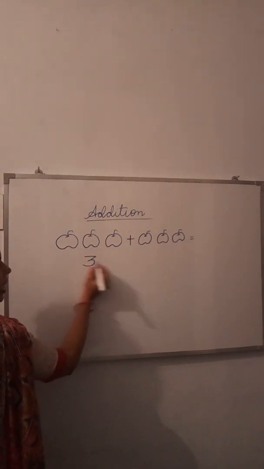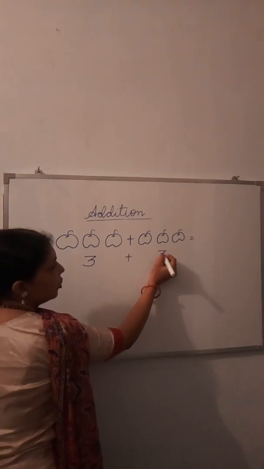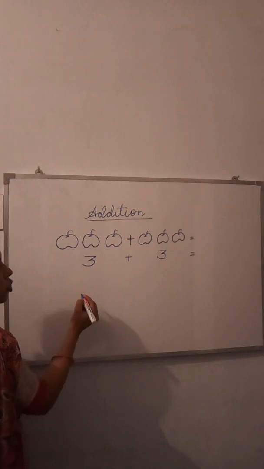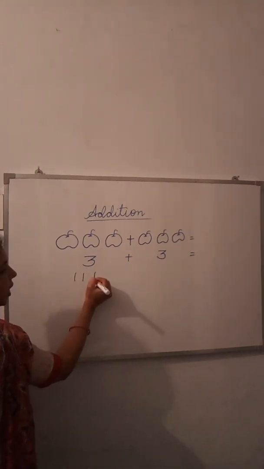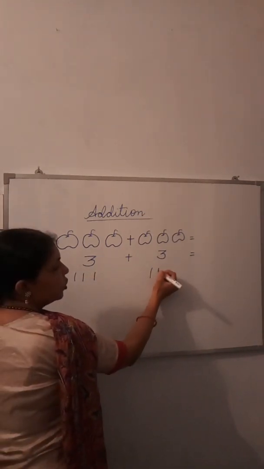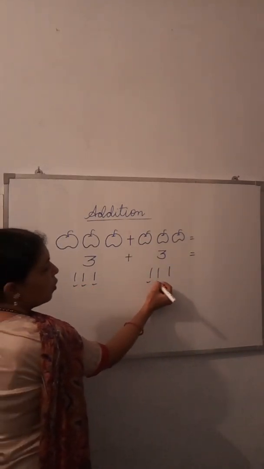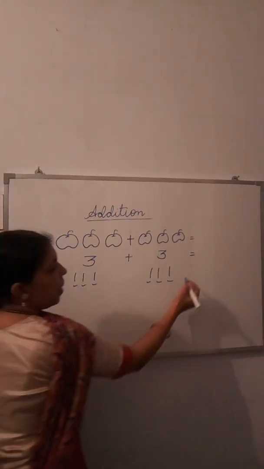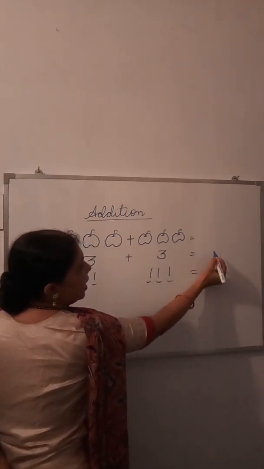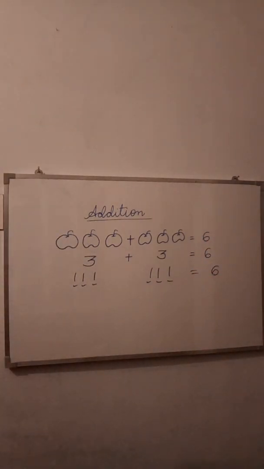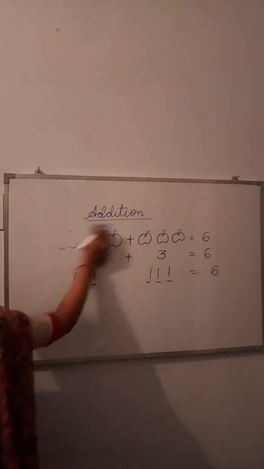Then 1, 2, 3. How many is it? 3. Here plus, here 3. Then how many will it be? Then we have to draw the lines 1, 2, 3. Okay, and here 1, 2, 3. Now let us count 1, 2, 3, 4, 5, 6. It happens 6. 6 apples are there.